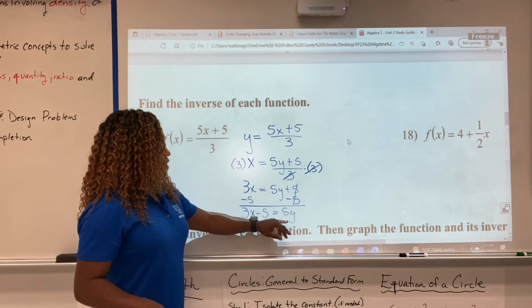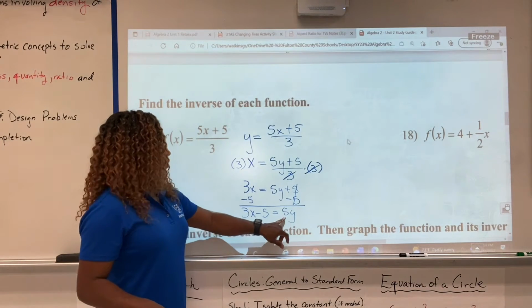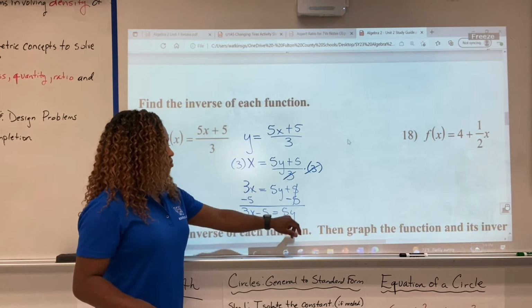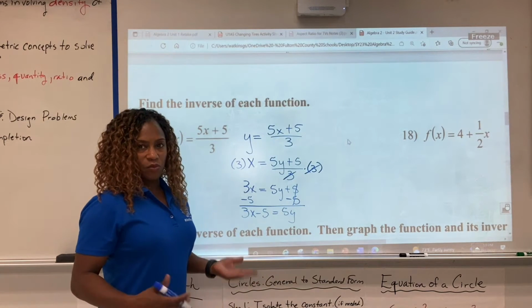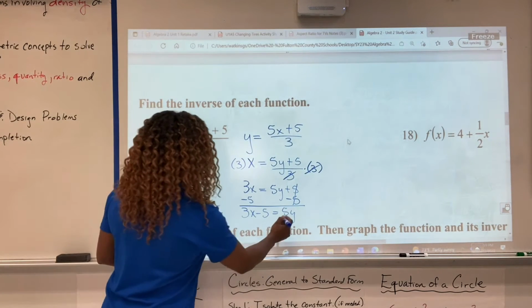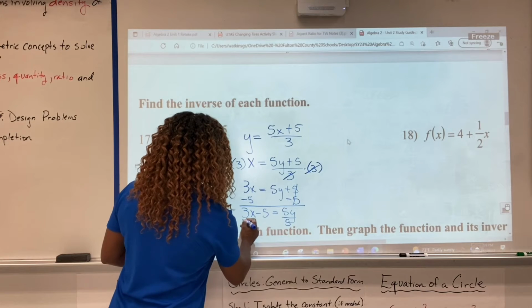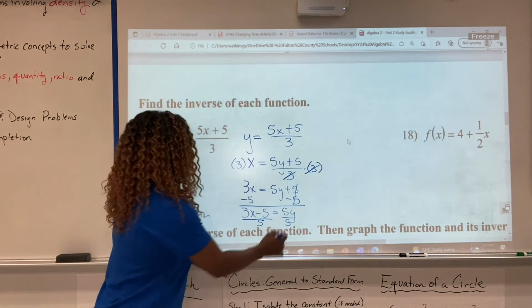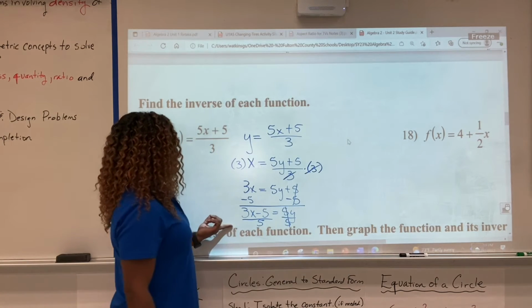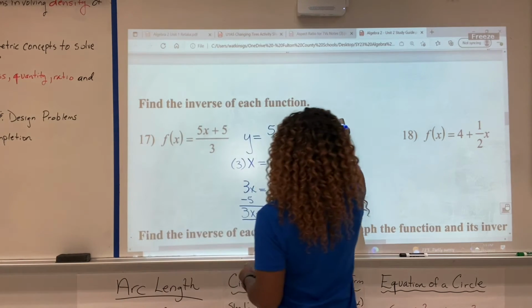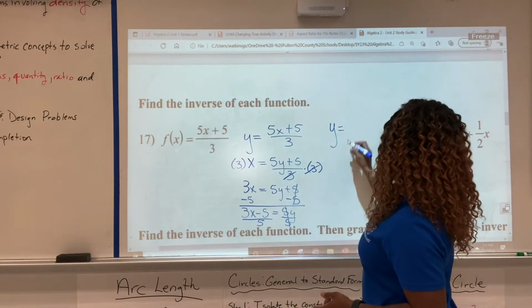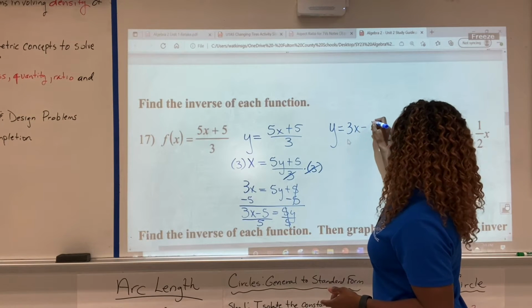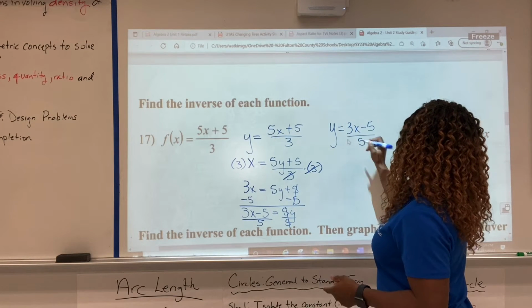Last thing I'm going to do is divide by 5, because this is a coefficient of y that reads 5 times y. The inverse of 5 times y is to divide by 5. So I'll divide by 5. Of course, whatever you do to one side, you do to the other. These will cancel. So what am I left with? I'm left with y equals (3x minus 5) divided by 5.